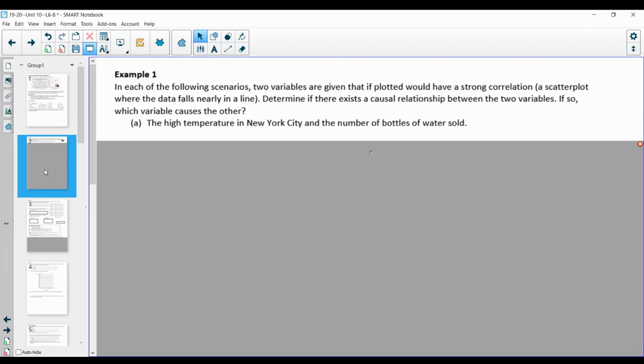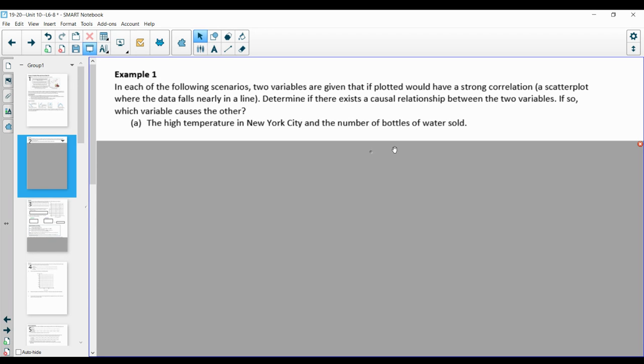It says in each of the following scenarios, two variables are given that if plotted would have a strong correlation. That would mean that our dots on our scatter plot would almost form a line. We want to determine two things. One, we want to determine if it's a causal relationship, and if it is, what variable causes the other. So let's look at A. The high temperature in New York City and the number of bottles of water sold. Do you think there's a causal relationship between these? Does one cause the other?